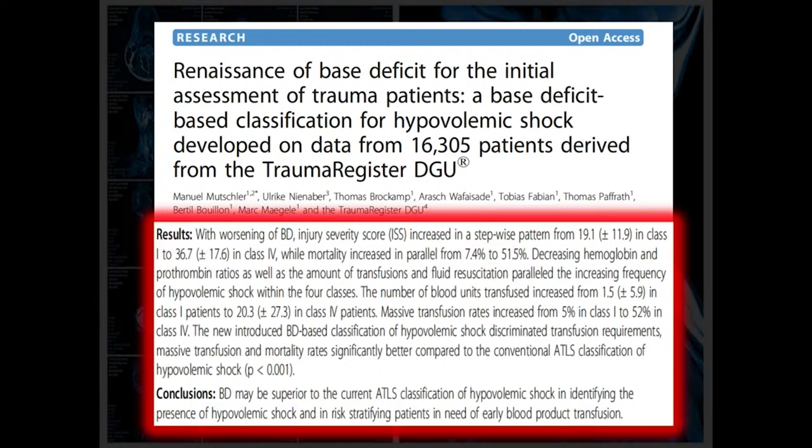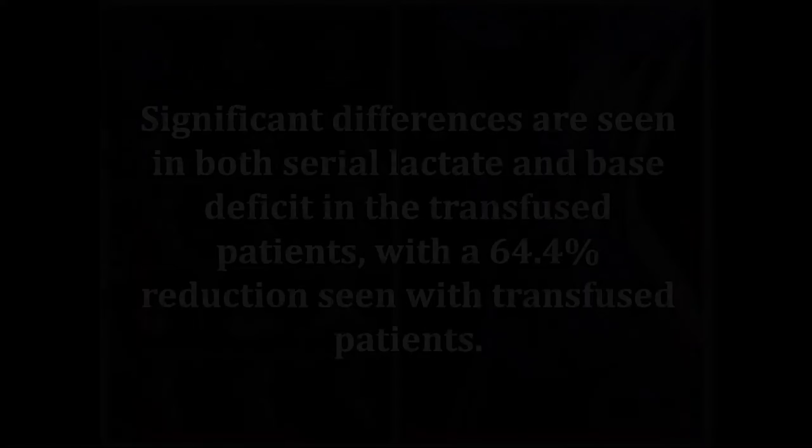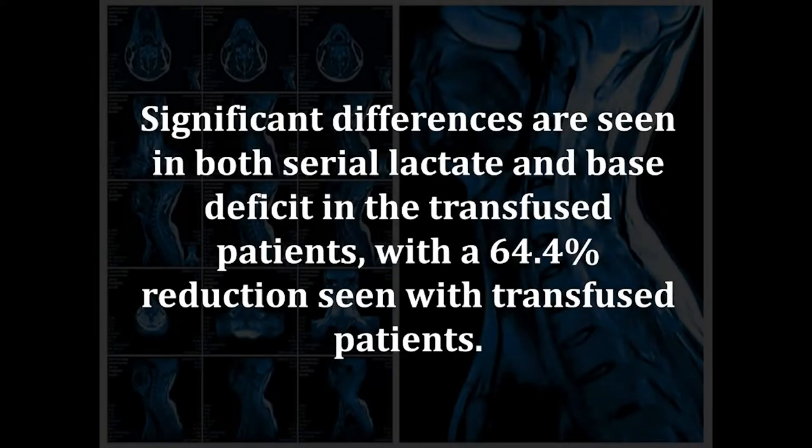So in conclusion, base deficit was superior to current ATLS classifications of hypovolemic shock in identifying the presence of hypovolemic shock and in risk stratification of patients in need of early blood product transfusion. The key here, guys, is significant differences were seen in this small little trial in both serial lactate and base deficit in the transfused patients, with a 64.4% reduction seen with transfused patients.